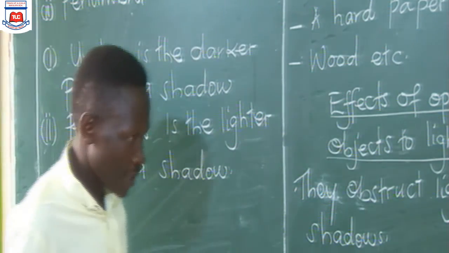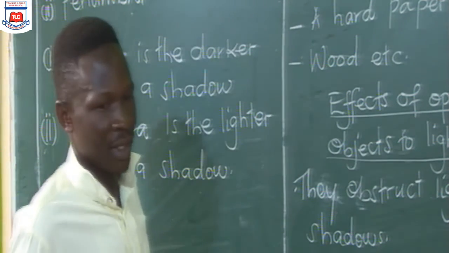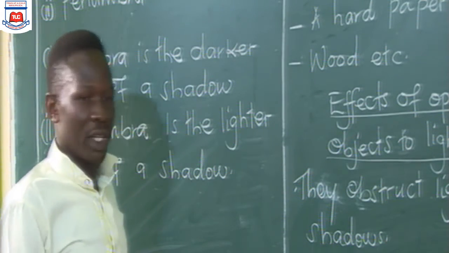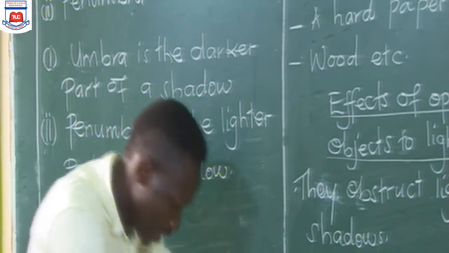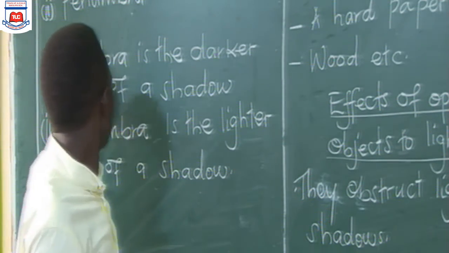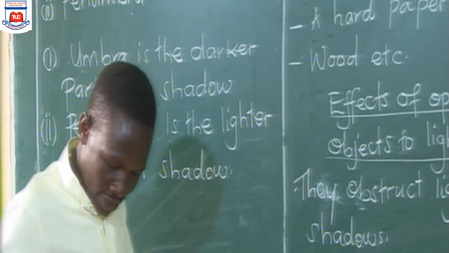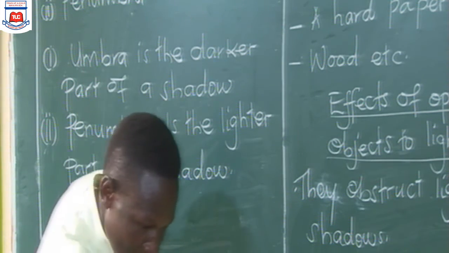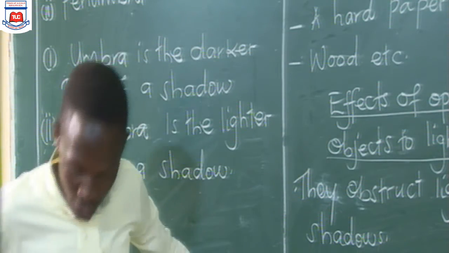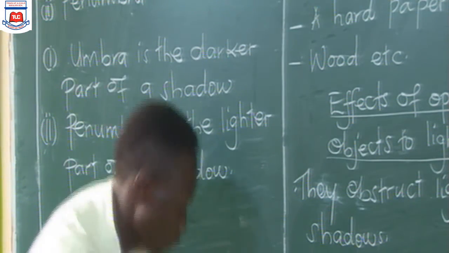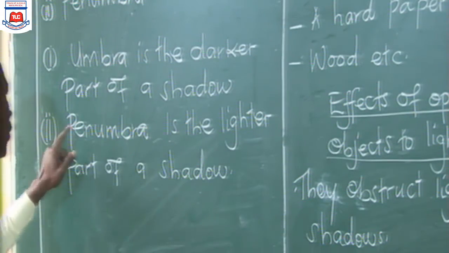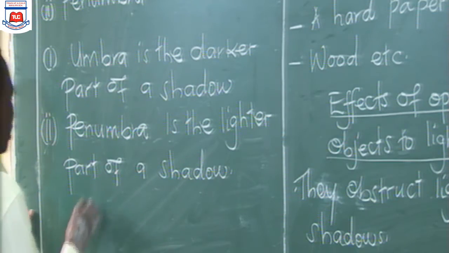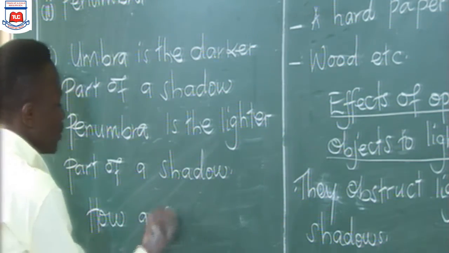So if a human being stands here and a source of light is behind me, I'm going to create the two parts. The one in front will be the darker part, the umbra, and the ones created on the sides will be penumbra, because light will pass in this way and try to dodge me, creating the lighter part of the shadow. Let's call it penumbra. So let's look at how a shadow is formed.